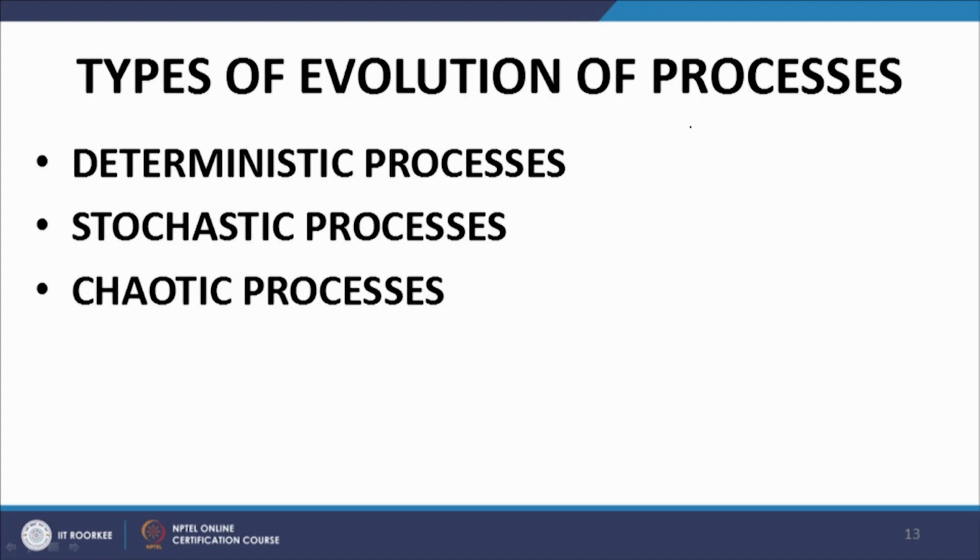So, a quick touch on the types of evolution of processes. First of all, the simplest is the deterministic processes, where given a knowledge about the initial conditions of the process, we are able to precisely predict the future evolution of the process with perfect precision. That is the important part. So, given the knowledge of the initial conditions, the t equal to 0 status of the process, we can precisely predict the future evolution of the process. These are called deterministic processes.